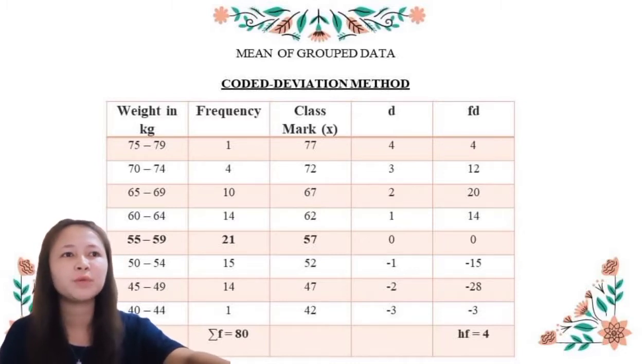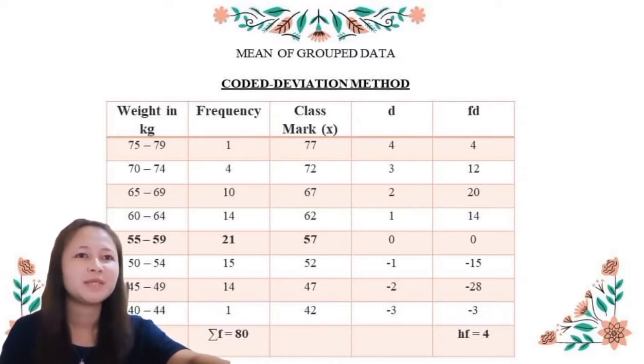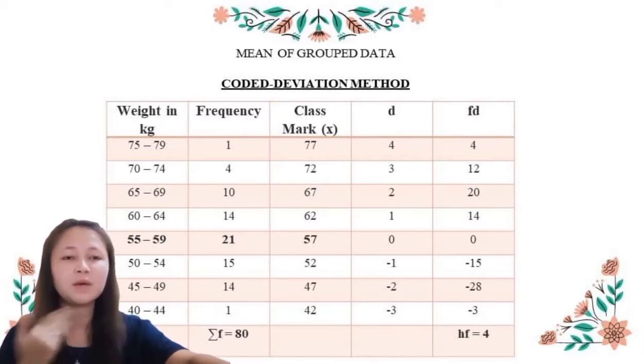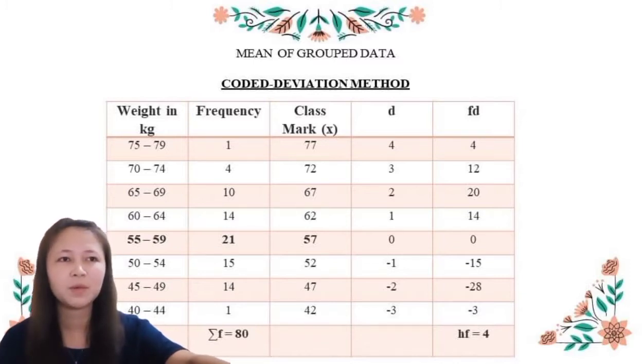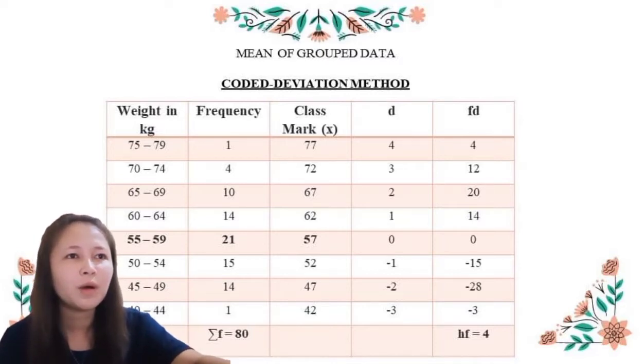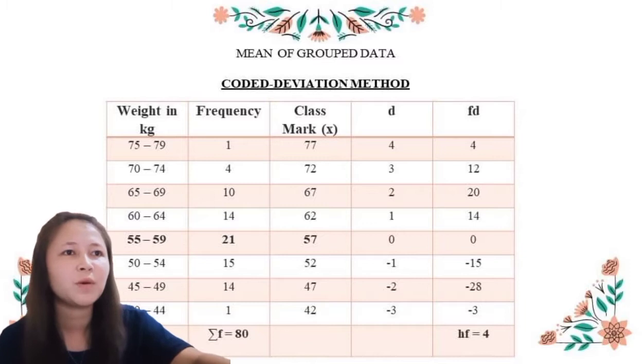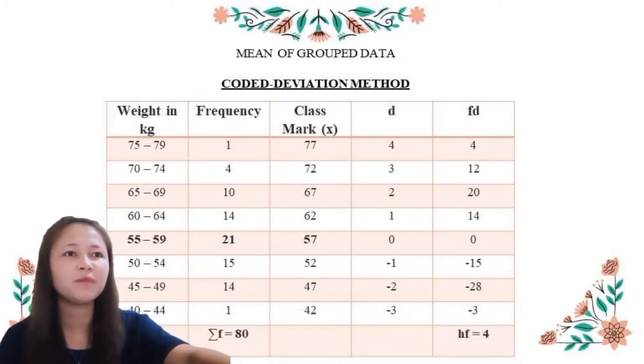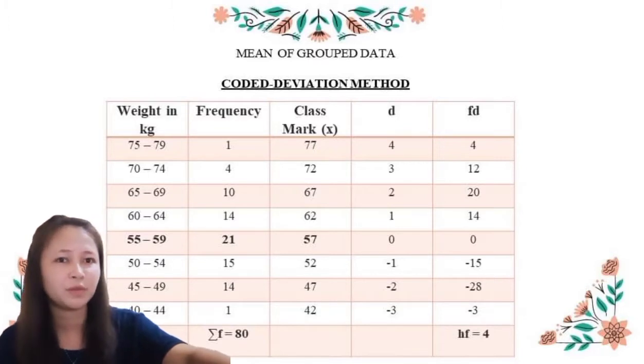So in order to get the D, we are going to let the highest frequency be equal to 0 and apply the sequence of data like in the Cartesian plane, where above 0 is positive and below 0 is negative. So above 0 is positive 1, positive 2, positive 3, and then positive 4. And then below 0, of course, is negative 1, negative 2, and negative 3.